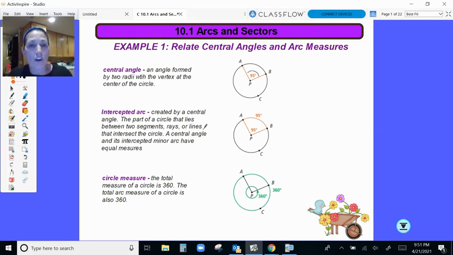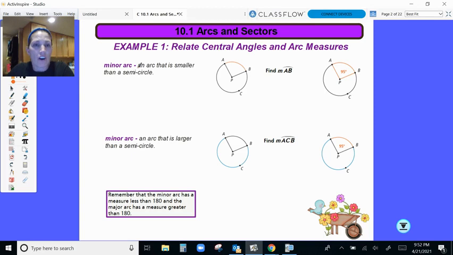Okay, an intercepted arc is created by the central angle, the part of the circle that lies between the two segments, rays, or lines that intersect the circle. The central angle and its intercepted minor arc have the same measures. Okay, so right here we have the central angle. It intersects this arc right here. And notice that this angle measure and this arc measure are the same. A circle measure, the total measure of a circle is 360. I think most every one of you guys know that already.